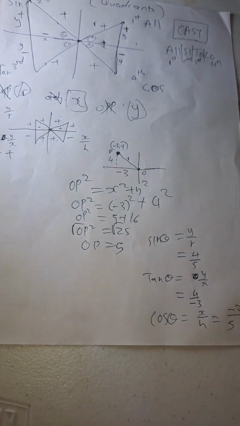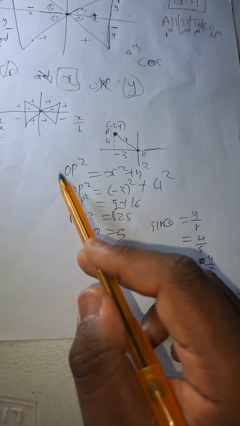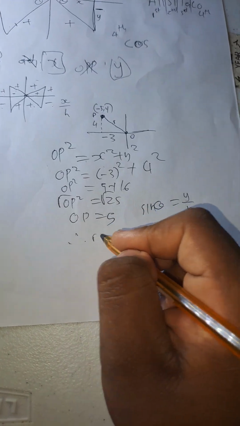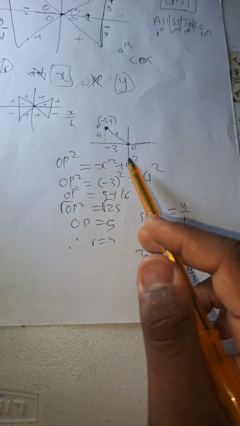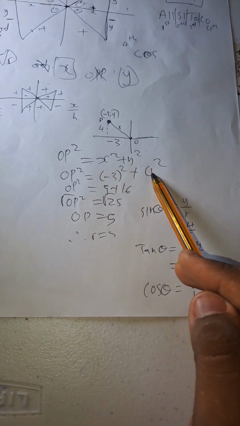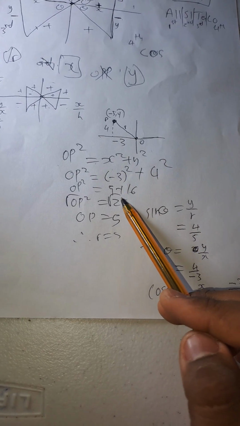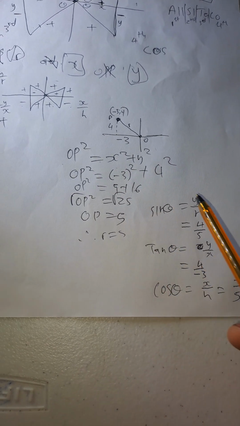So if they are saying you have the diagram, find the radius, you simply say OP is equal to the square root of x squared plus y squared, whereby this x is negative 3, y is 4, and then 9 plus 16. You have to know your maths here. Then the root of 25 is 5, whereby they want this, you do that simple stuff.